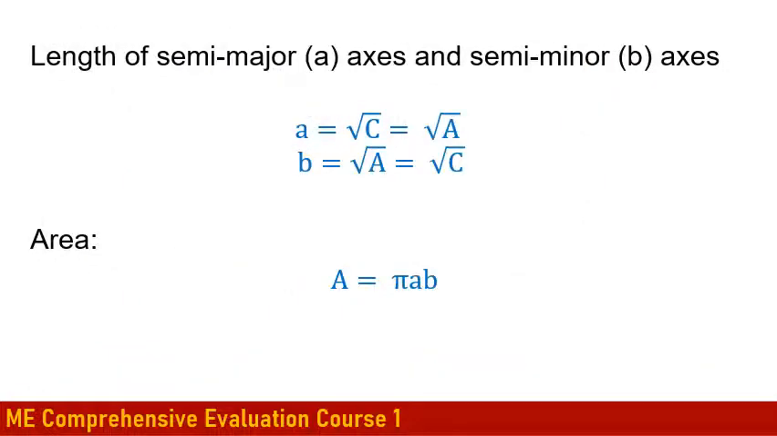The length of the semi-major axis and the semi-minor axis can also be derived using the general equation. So you can use whichever is lower between the square root of A and C. So take note that A is always greater than B. So if you're going to take the square root of A and the square root of C, whatever is higher, that would be the semi-major axis, and whatever is lower, that would automatically be the semi-minor axis. The area, on the other hand, for the ellipse is simply pi AB.